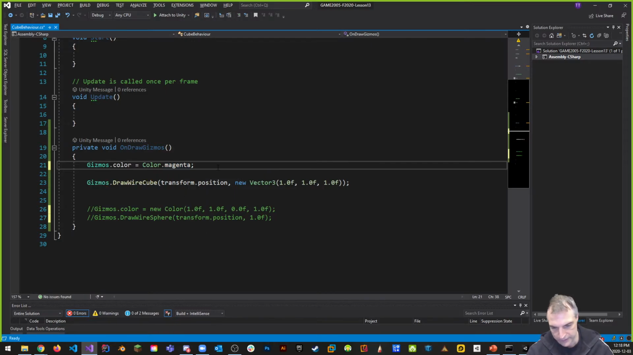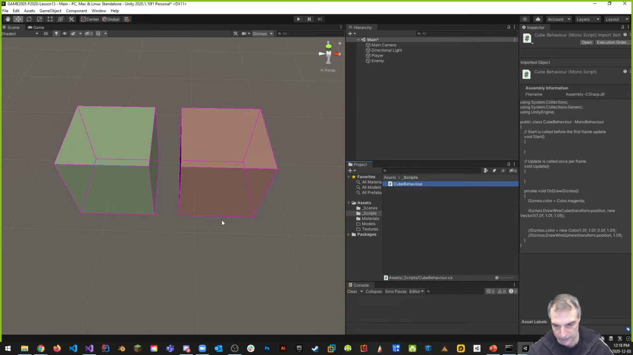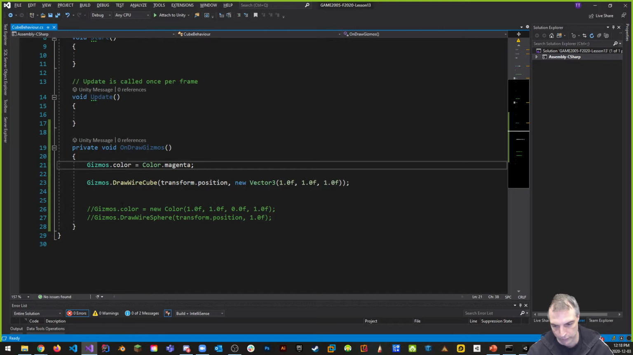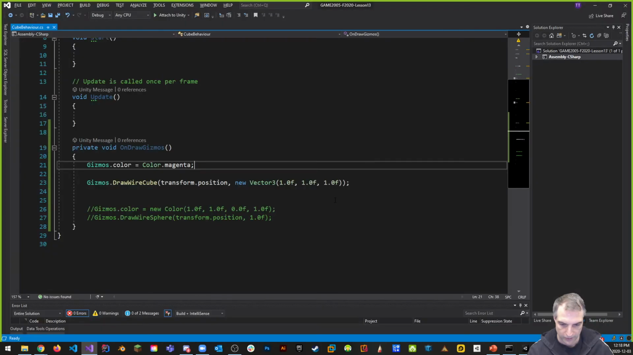If I go back and refresh, you can see that I have a magenta wire cube around both of those objects, and I've removed the gizmo for the sphere. The magenta cube is the size of our object by default. Why? Because we've told it to be. We've said DrawWireCube with size 1, 1, 1. That's the size of our cube.